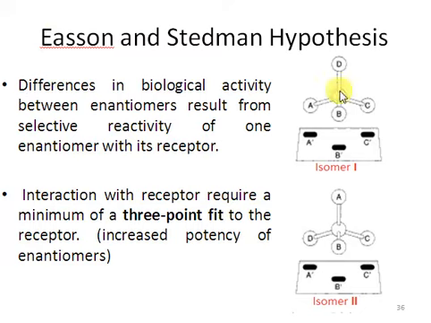Just for example, let's consider these two isomers. Here you can say that this A is binding with this A prime, that's complementary to A. B is binding with this B prime, C is binding with C prime, so this enantiomer is able to form a 3-point fit. Because it's able to form a 3-point fit, it will be biologically active. While in this isomer, you can say that this D is trying to bind with A, which is not possible, so that's not a binding. This B is binding with B prime and C is binding with C prime, so that's forming a 2-point fit. So according to the Easson and Stedman hypothesis, this isomer will be biologically inactive, while the other isomer will be biologically active because it's forming a 3-point fit.